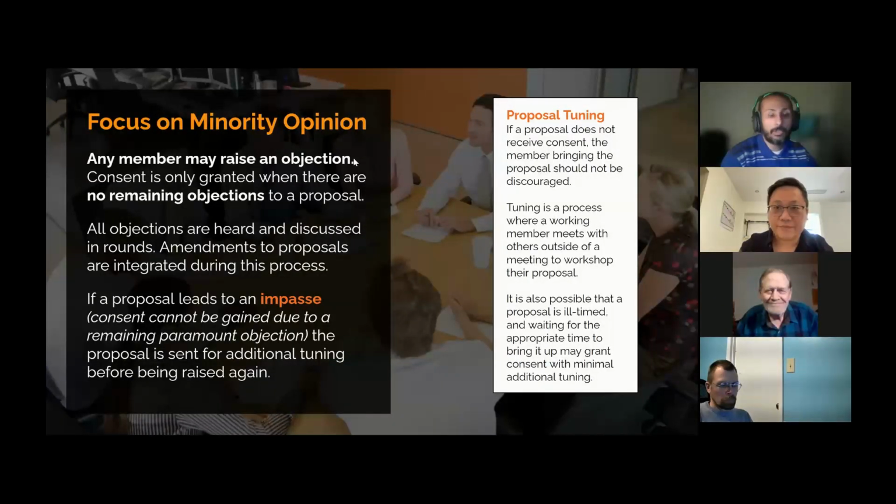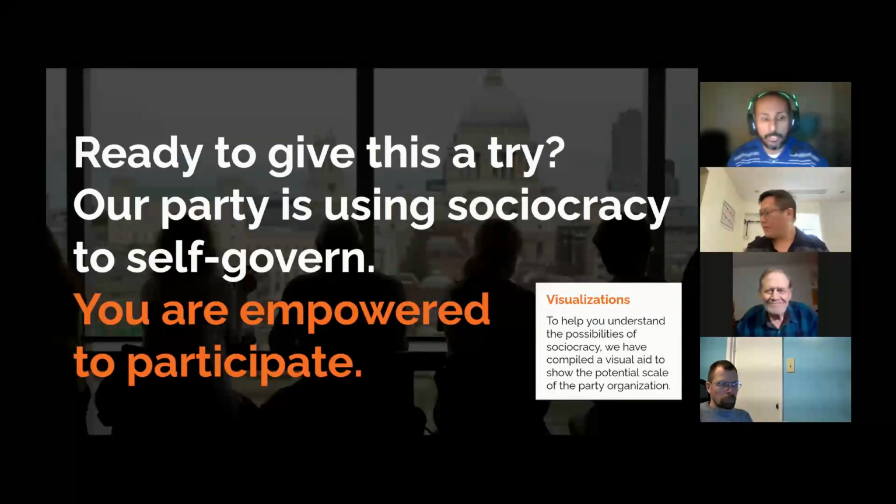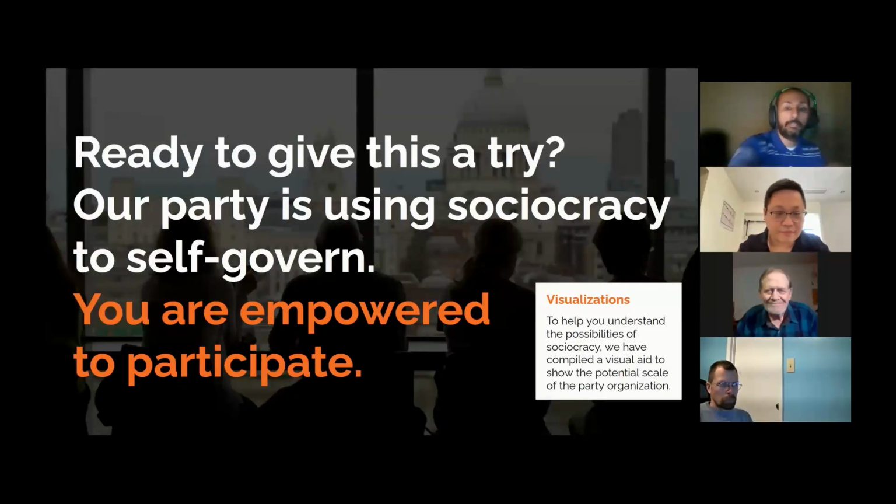So are we ready to give this a try? Our party is using Sociocracy to self-govern. You are empowered to participate. To help you understand the possibilities of Sociocracy, we have compiled a visual aid to show the potential scale of the party organization. So here we have the central circle in the middle, and all circles form around that central circle, and those circles in themselves have a round of circles.